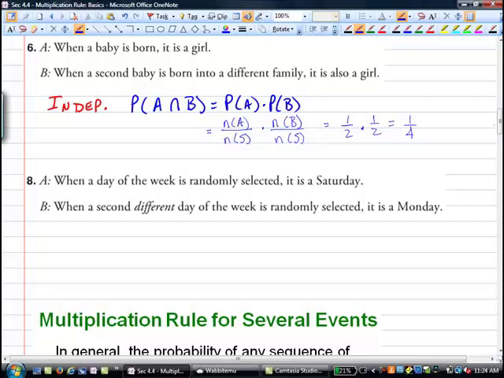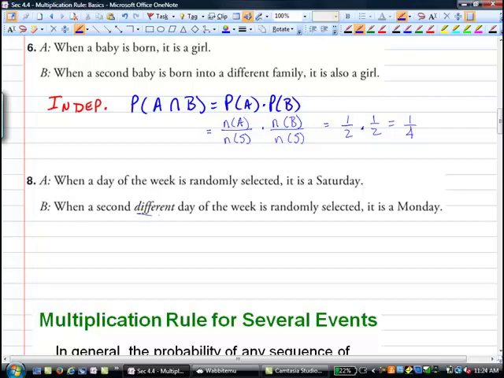So here's event A and here's event B. Does the probability of one affect the probability of the other? These two events are actually dependent because of the probability of randomly selecting a day of the week. There are 7 days in a week, so the probability of event A would be 1/7, having that day be a Monday.